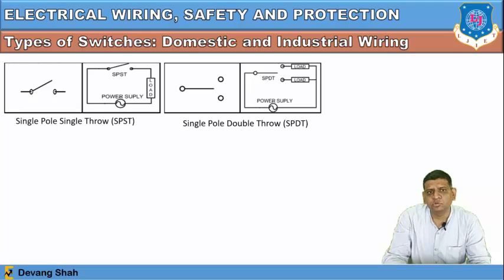And this is a single throw, so the connection would be connected with a single path. Same way here, single pole, see the pole is one, but there is a double throw. So in two directions, the current would pass. That is better depicted in this particular circuit.